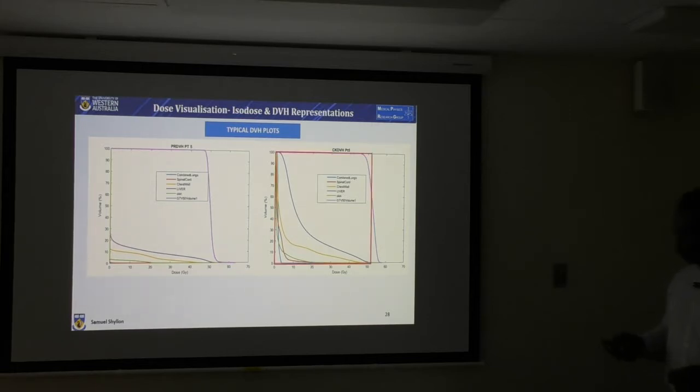What we notice, if we look at the liver as an example, is that for the CyberKnife plans, 100% of the volume receives some dose, and for the proton plans, 25% receives a dose, meaning that 75% of the organ is spared from receiving any radiation. This is a significant difference.